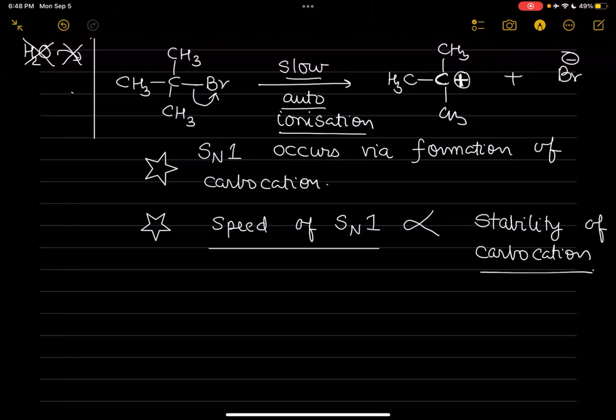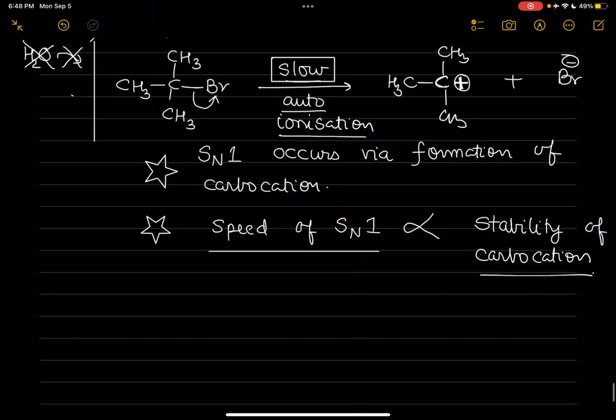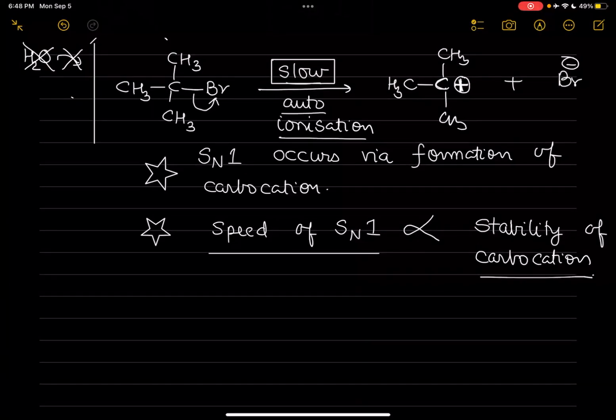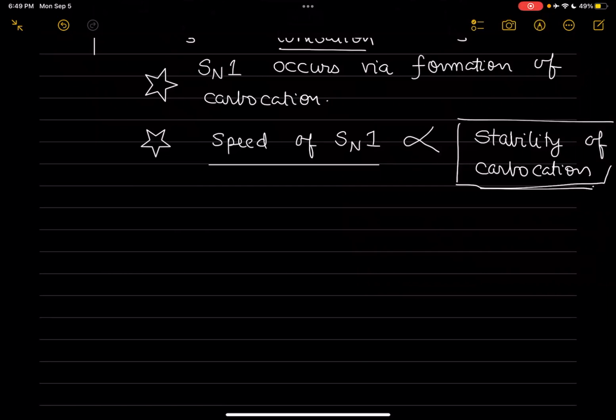So the speed of SN1 is directly proportional to the stability of the carbocation. If the C plus can form very easily, if it is very stable, then it will break apart very easily, very quickly. It appears to be a difficult step, and what you thought is correct, but some factors can make it faster even than the SN2 reaction. And what are those factors? The main factor is the stability of the carbocation. So if the carbocation formed is very stable, then the SN1 reaction can happen very easily.